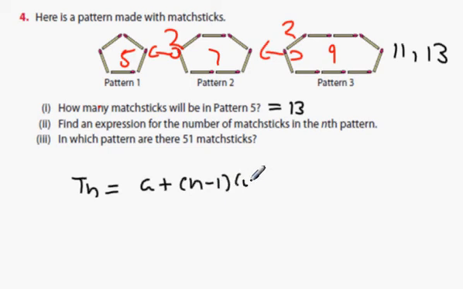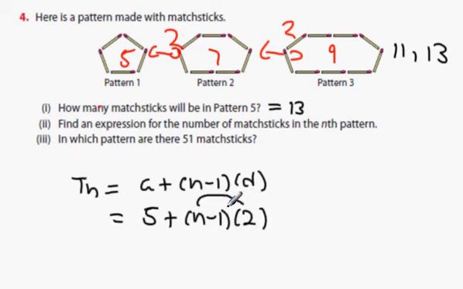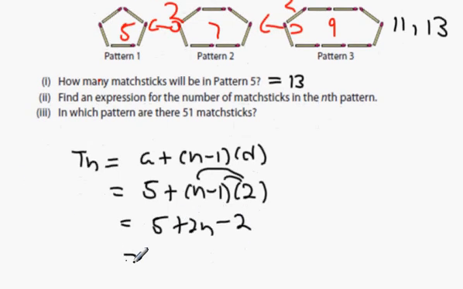What's the A value? What's the D value? D value is 2. Multiply in by 2. What do we get? 5 plus 2n minus 2. And we can get 2n plus 3. Now, in which pattern are there 51 matchsticks?